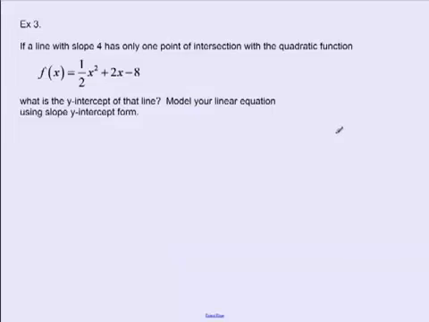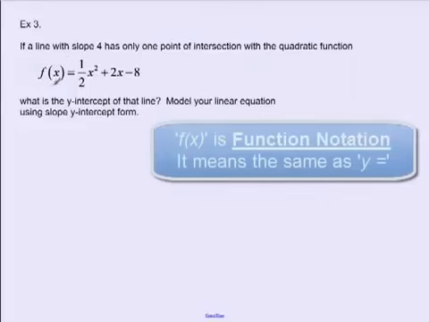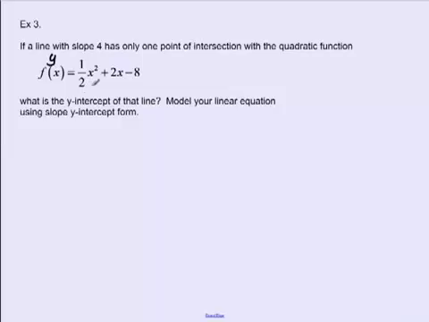If a line with slope 4 has only one point of intersection with the quadratic function, and here's our quadratic function here, it's given in function notation, which we're going to talk a little bit about starting in Unit 3. But you can just assume that this is the same thing as saying y equals. So y equals 1/2 x squared plus 2x minus 8. So that's the quadratic equation. What is the y-intercept of that line?